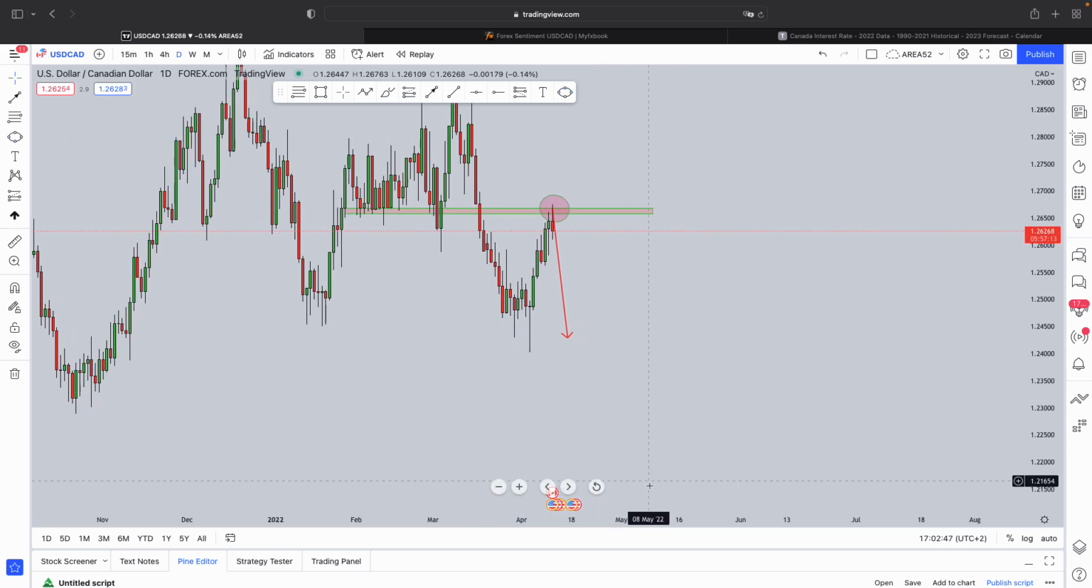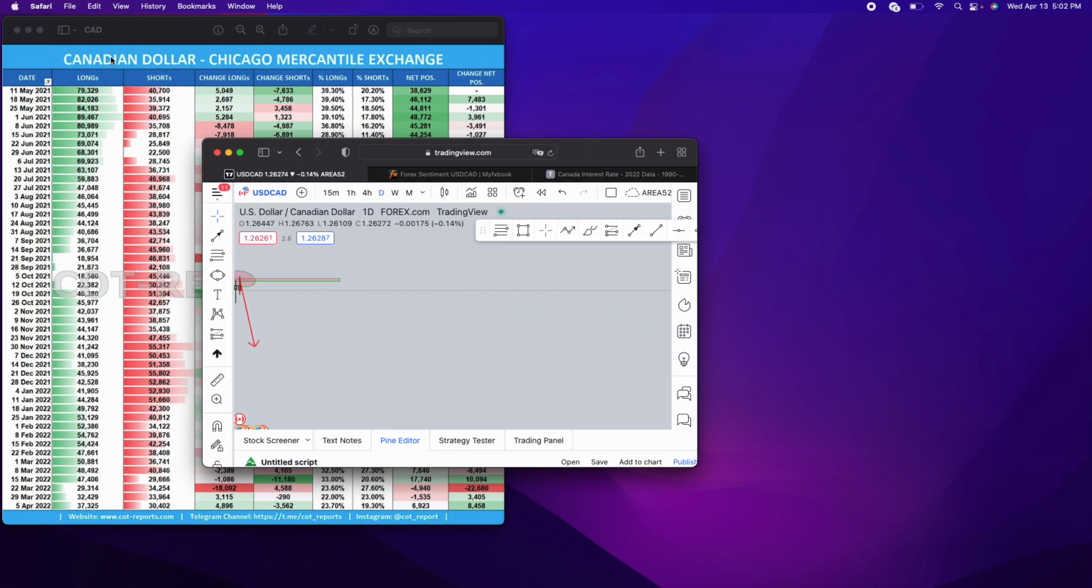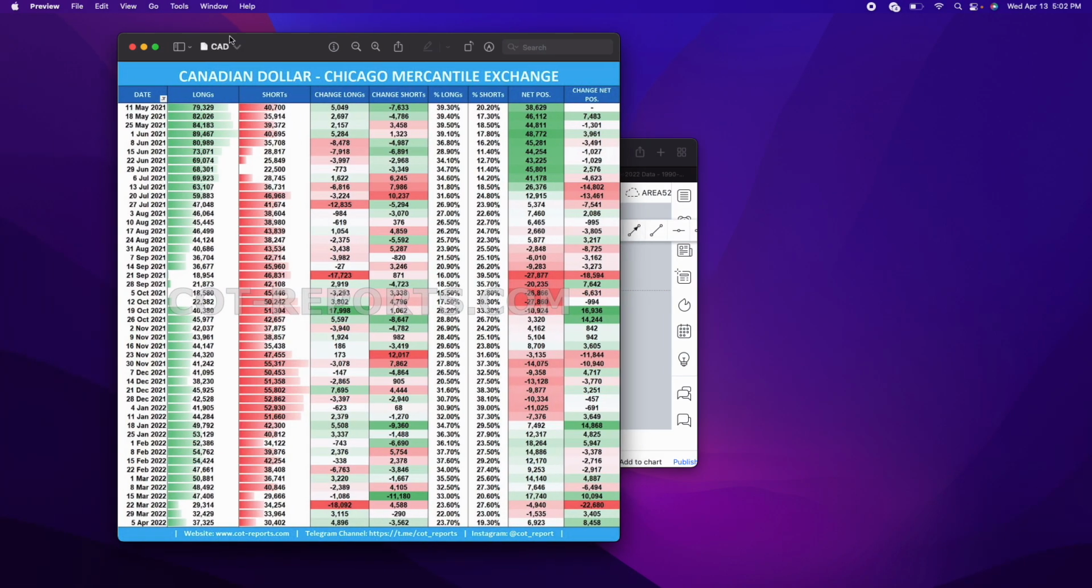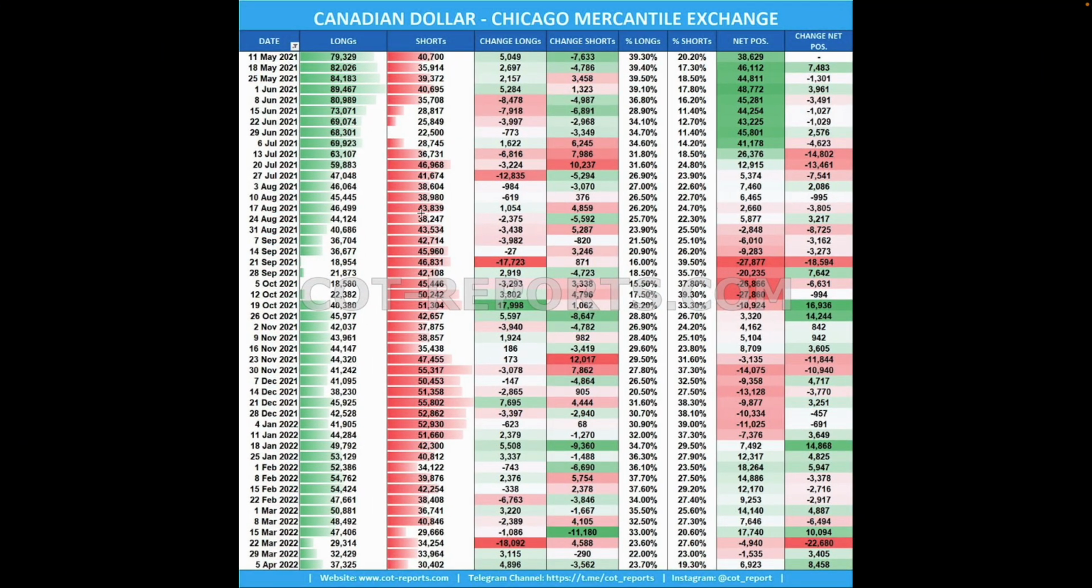Next up we are going to take a look at the COT data, the Commitment of Traders, and this tells us what the biggest banks, hedge funds and institutions are doing in the market. Now we're only going to look at the data for the CAD, so all currencies trading on the spot trade against the US dollar. So when you look at data for the Canadian dollar, you're actually looking at data for the USDCAD.